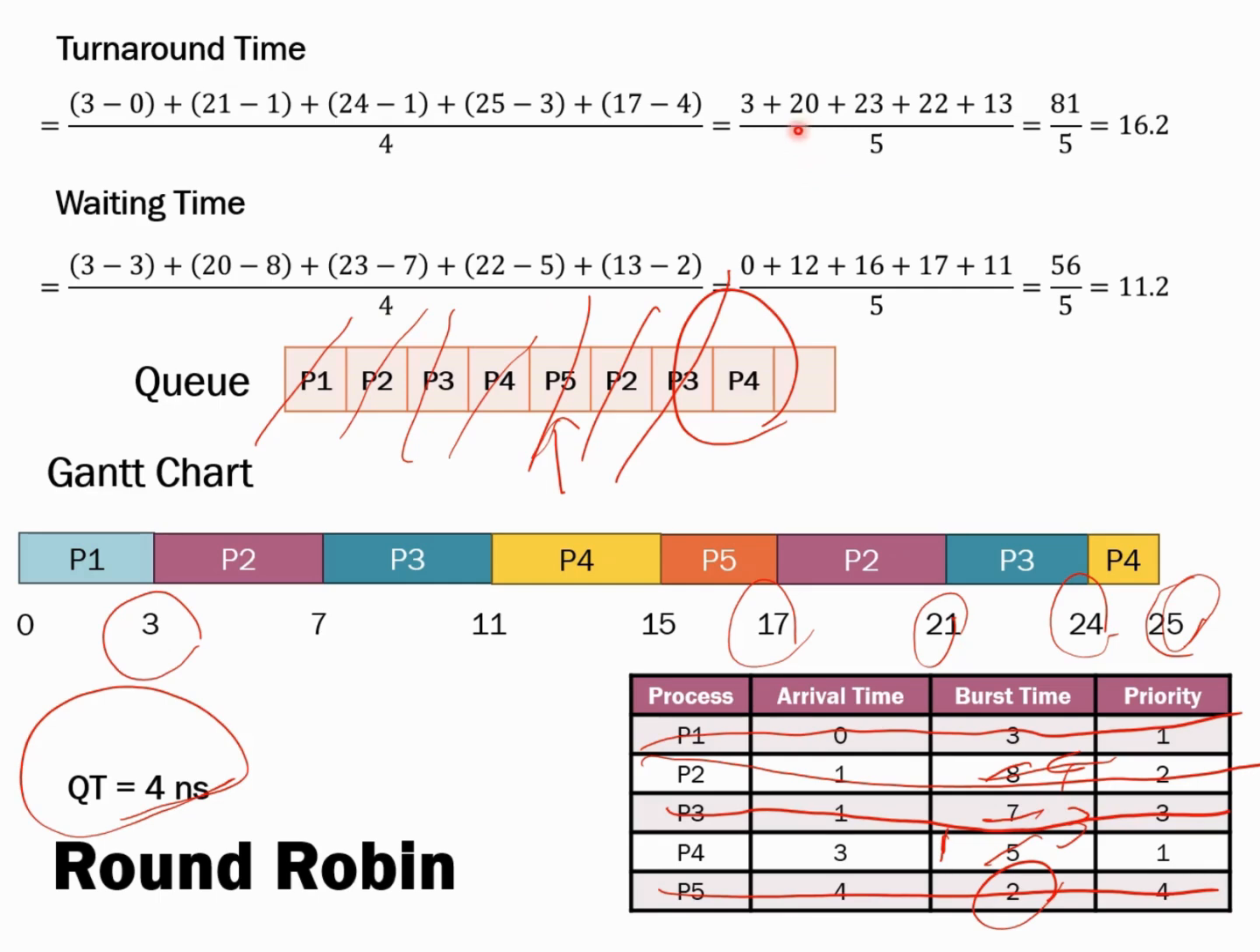The next one, 23 minus burst time 7, so 23 minus 7 is 16. The next one, 22 minus 5, we got 17. And at the end, the turnaround time for P5 is 13 minus 2 burst time, we got 11. So the sum is 56 for 5 processes, divided by 5, and we got the average waiting time of 11.2.